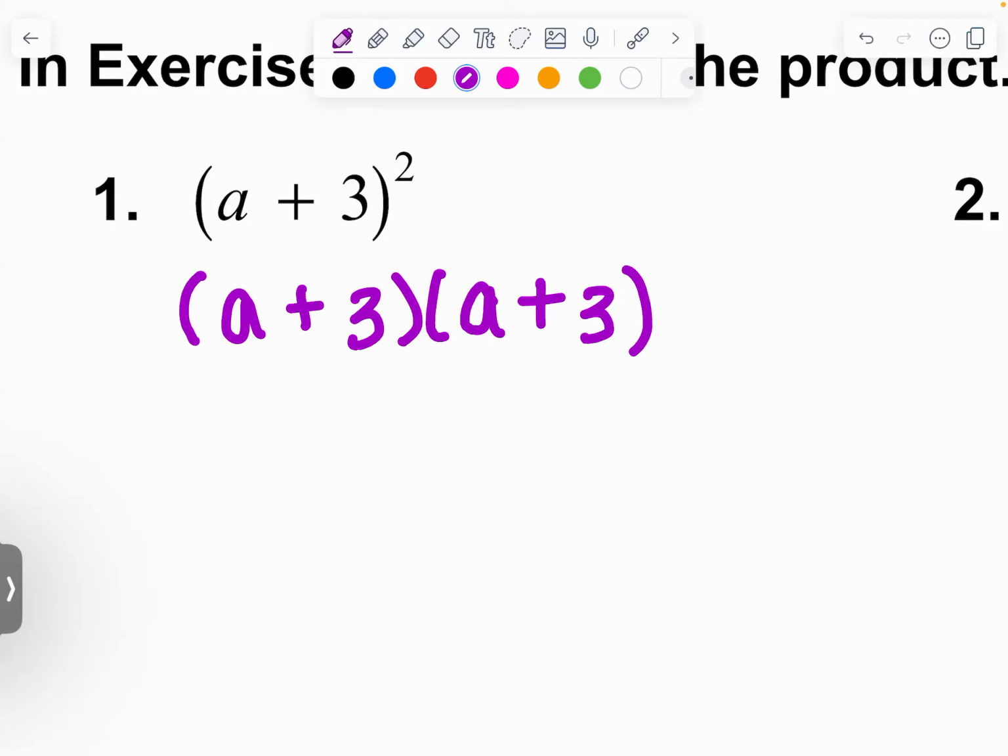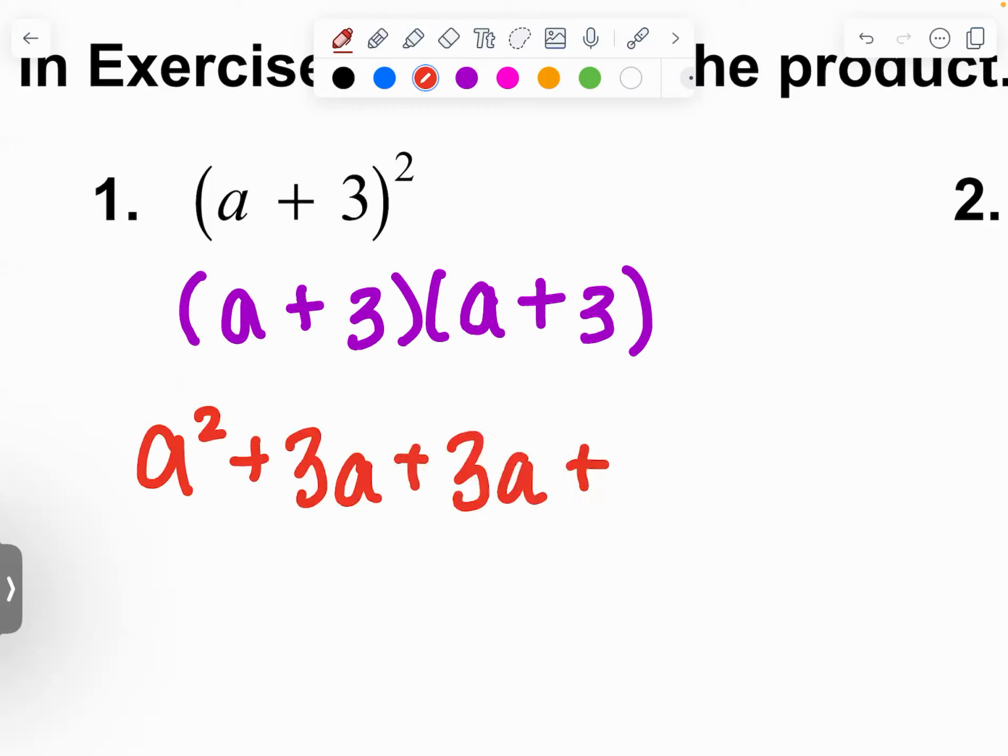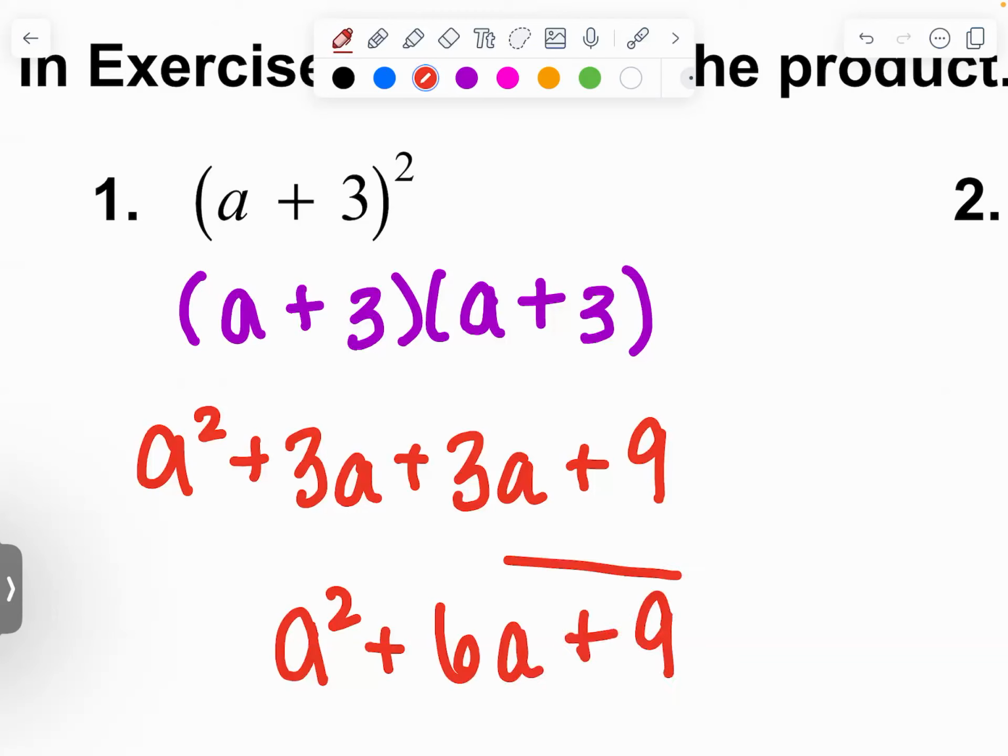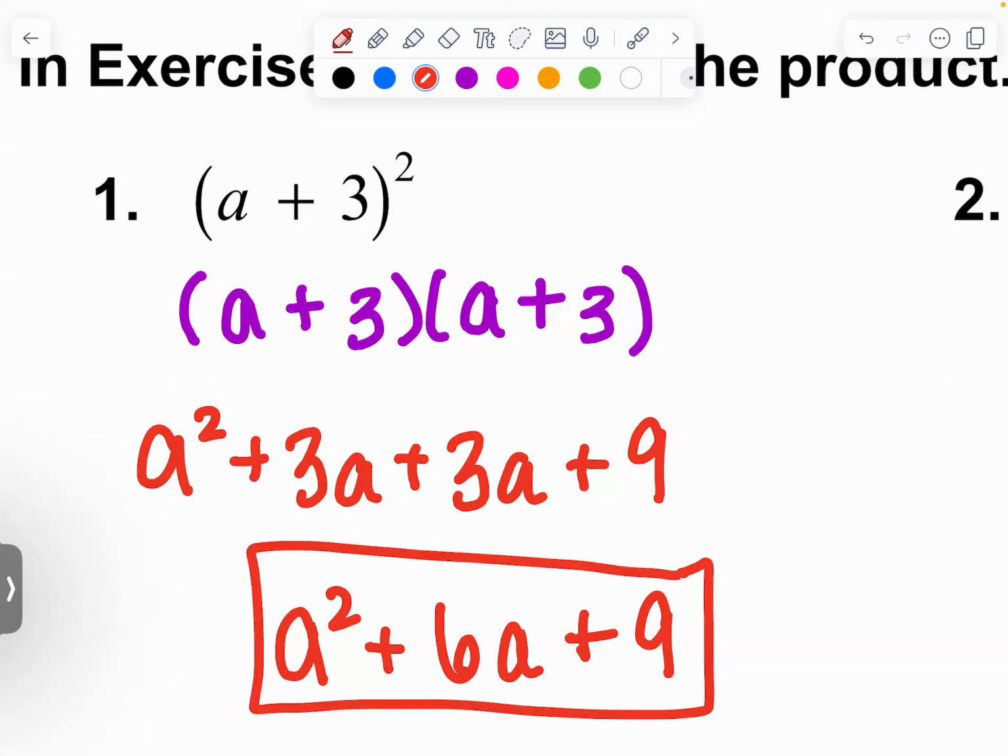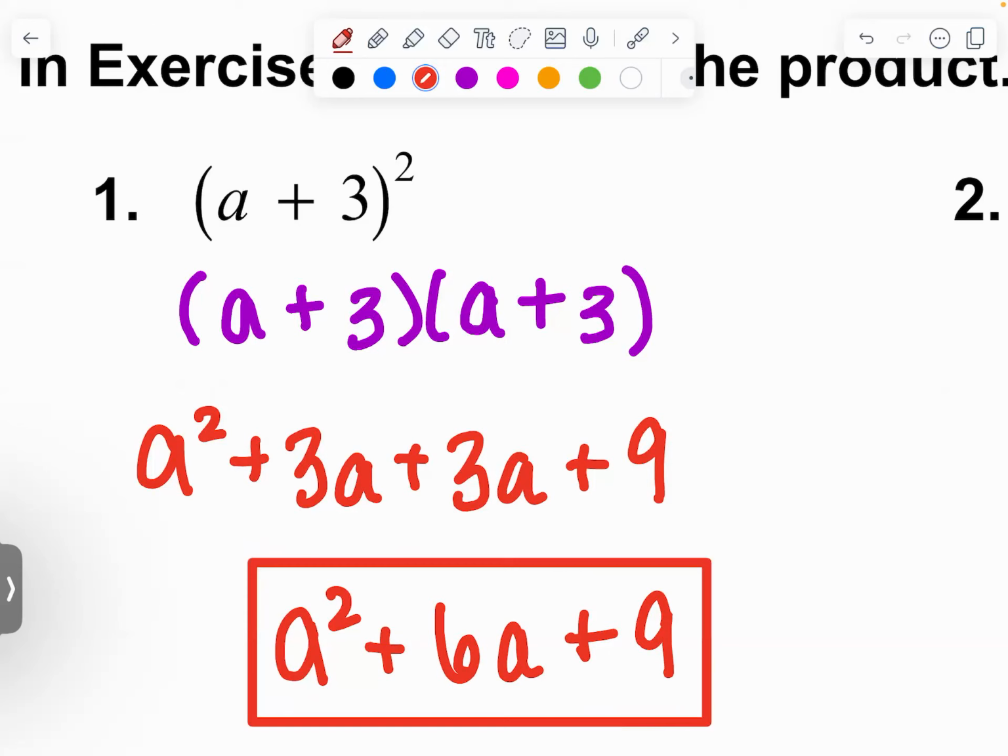Then we have to distribute. FOIL. We have a times a, a times 3, 3 times a, and 3 times 3. So we end up with a squared plus 6a plus 9. If you don't rewrite it, you're going to miss out on that 6a.